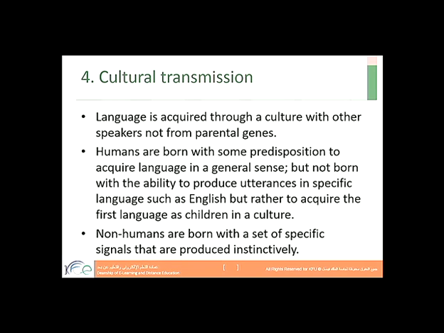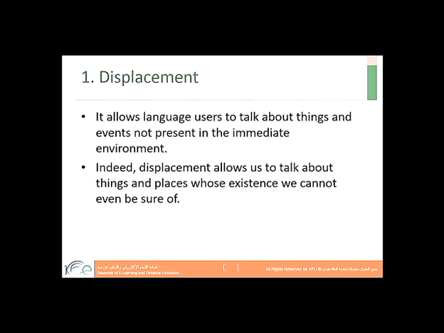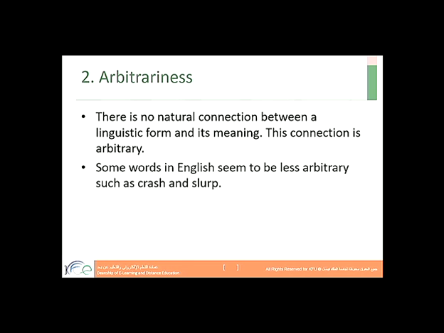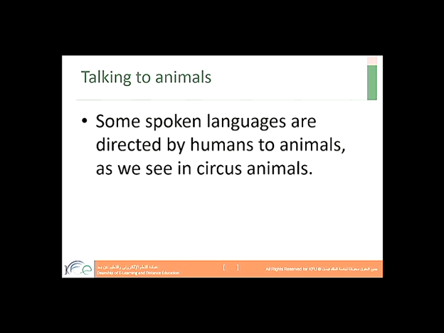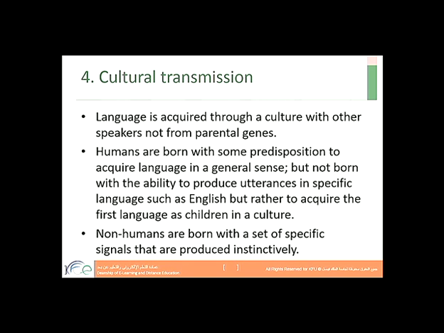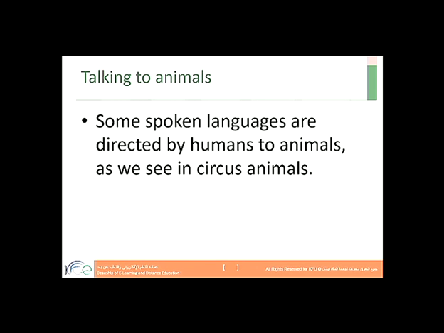So far we covered four important points about the properties of language. I repeat them very quickly: we have displacement, arbitrariness, productivity, and cultural transmission. These four properties are some of the properties which can distinguish human language from non-humans. What about talking animals? Can humans really communicate with animals? Is it possible or not?